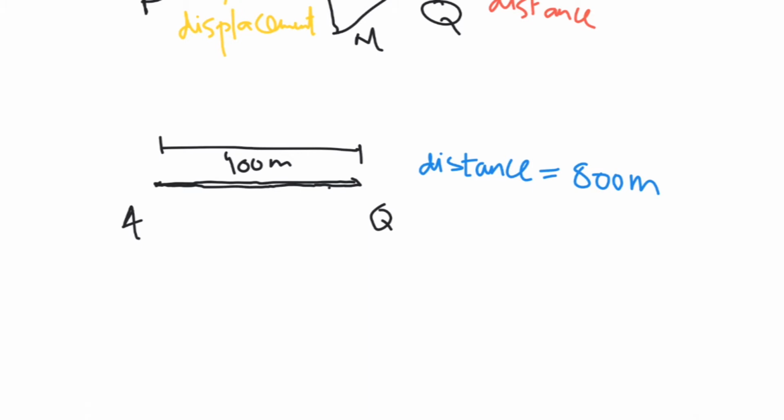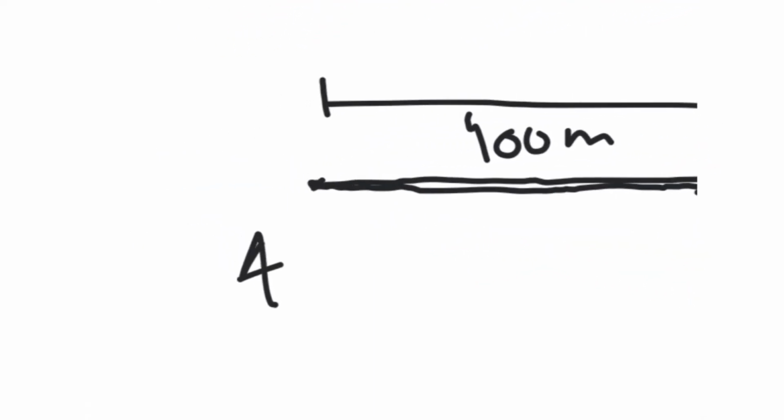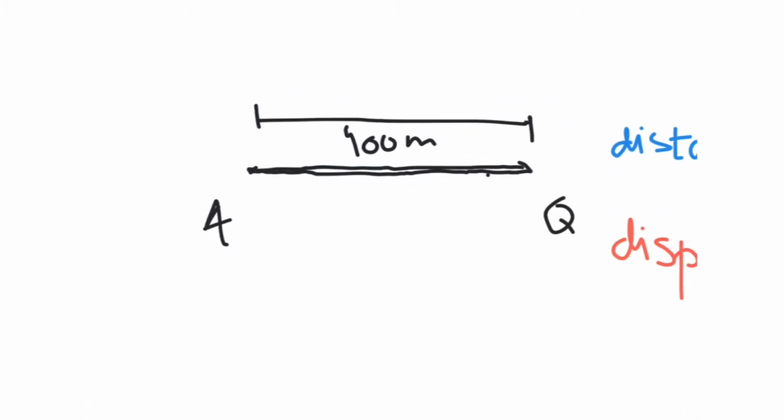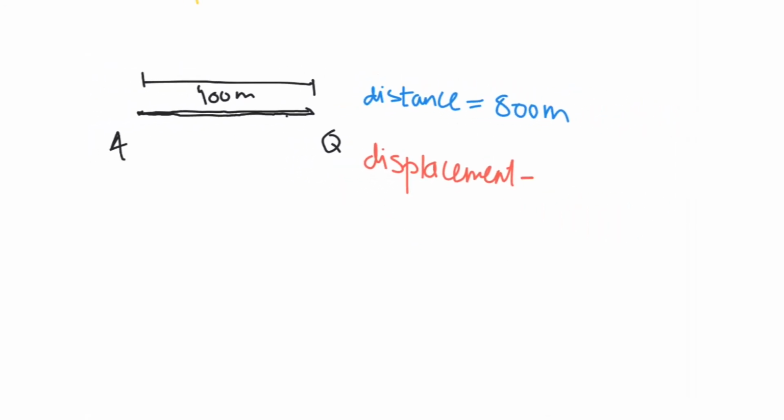Now the question is, what would be the displacement? The displacement here would be 0. Why is that? Because when we talk about displacement, we said that it is basically the linear distance between the initial and final position, and as the initial and final position are the same, the displacement will be 0 meters.